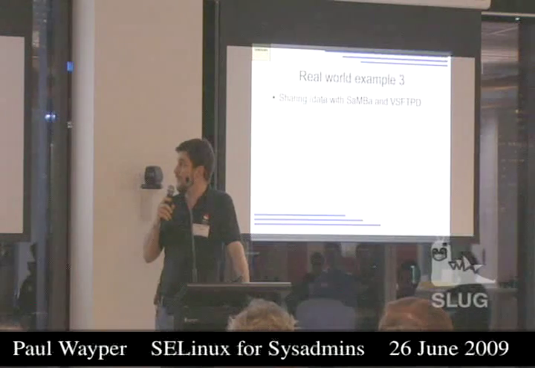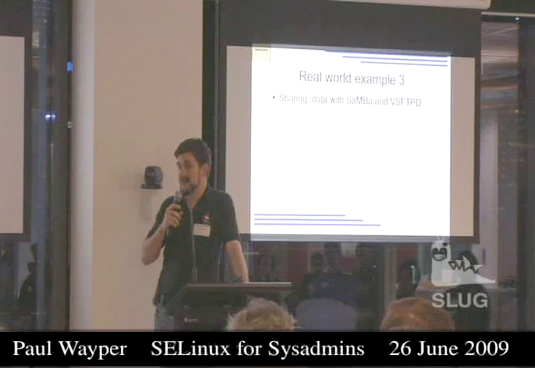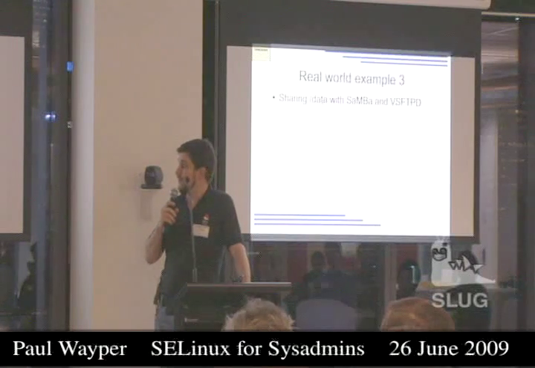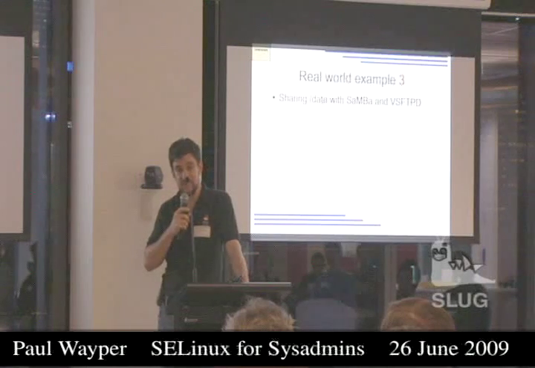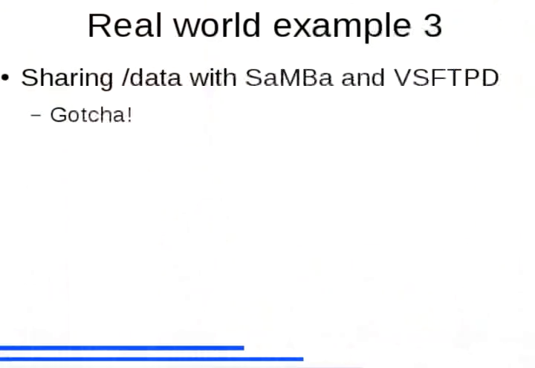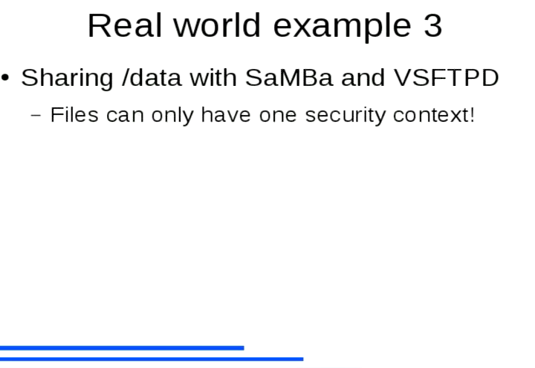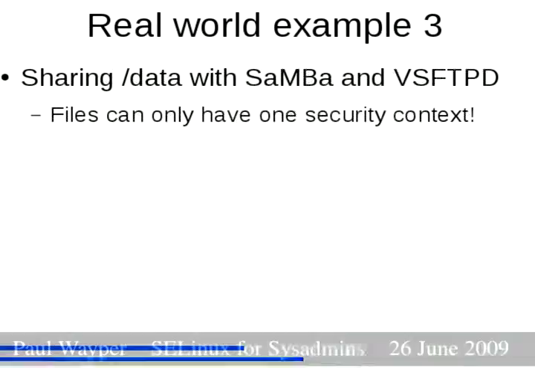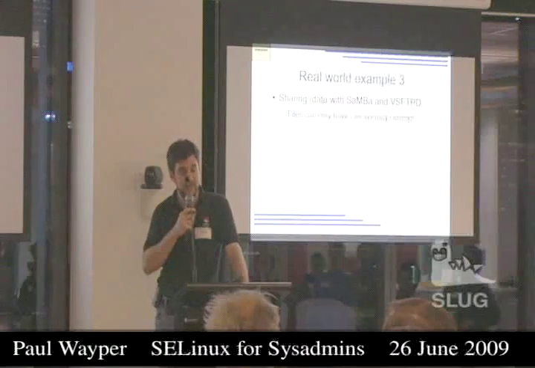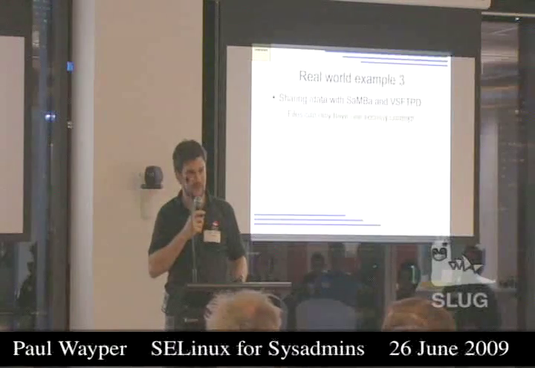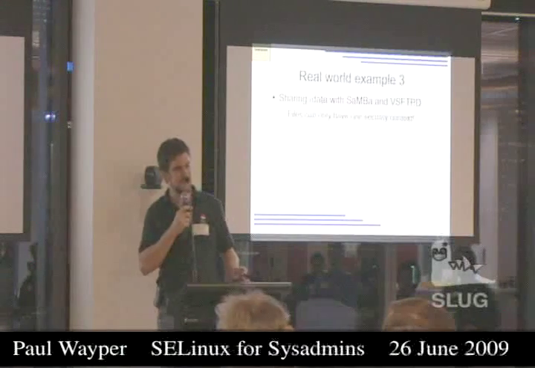So a real world example number 3 is if you happen to be sharing the data directory through 2 different things. The real problem here is that, of course, files can only have one context. We've got samba_share_t, but there is also an ftpd_t that is to be shared by FTP daemons. You can't apply the 2, so what do we do?